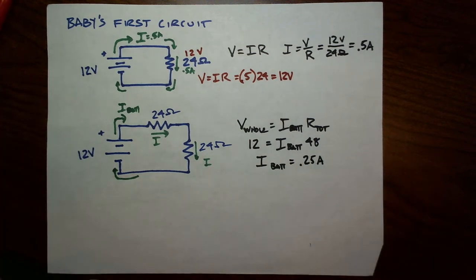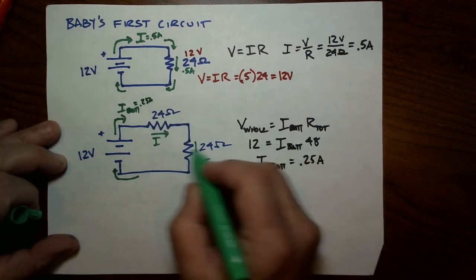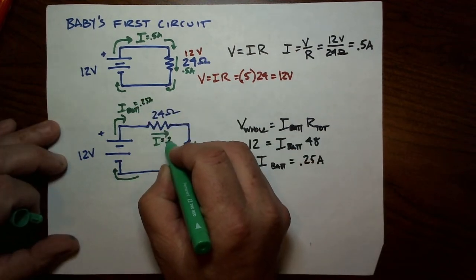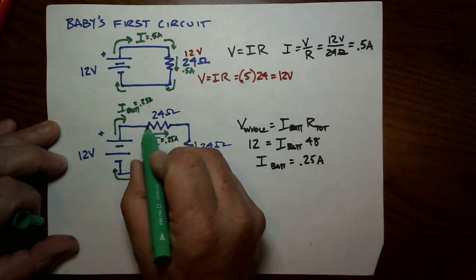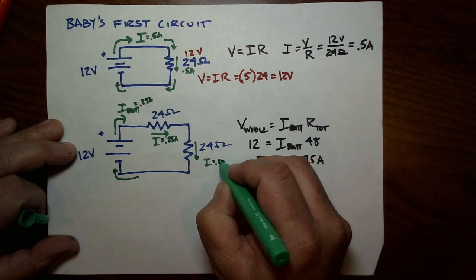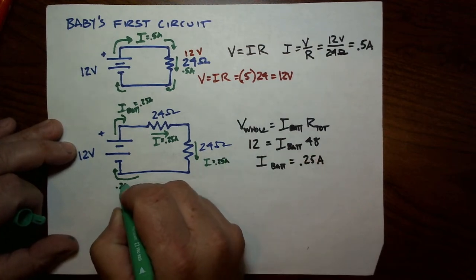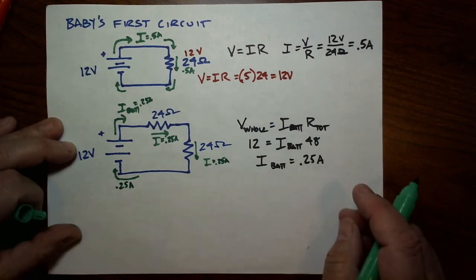So we now know that the current that comes out of the battery is 0.25 amps. That means that the current that goes through this resistor is 0.25 amps, since the current has nowhere to go but is forced to go through this resistor. And the current going through this resistor is 0.25 amps. Well, I guess the current going back into the battery must be 0.25 amps.